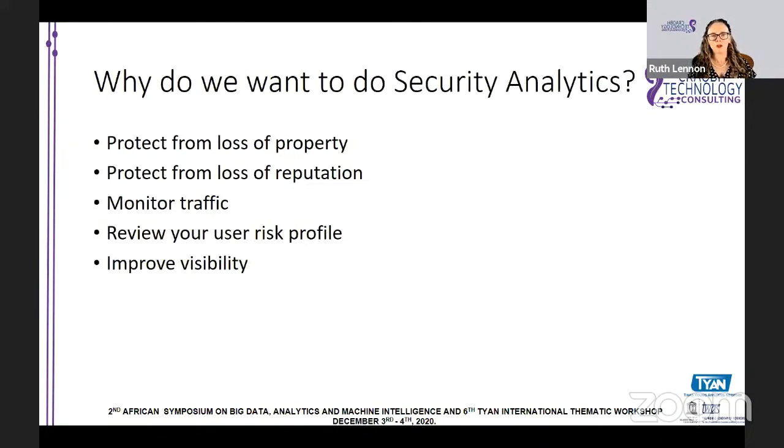So what do we want to do, or why do we want to do security analytics? We want to protect our property, protect from loss of reputation, monitor the traffic that's going through, because we want to see what's going on our network, who's trying to get in, what types of communications are going on. We want to review our users and see what the risk profile is.